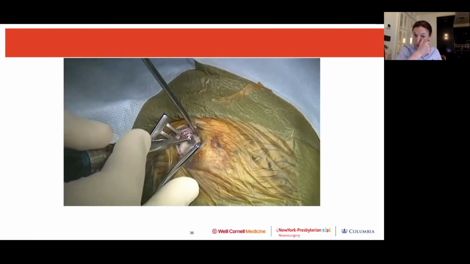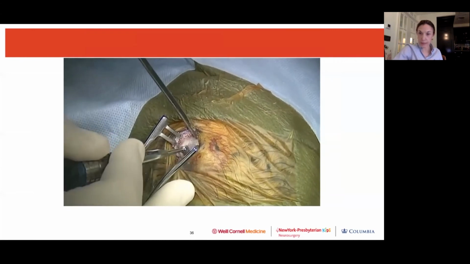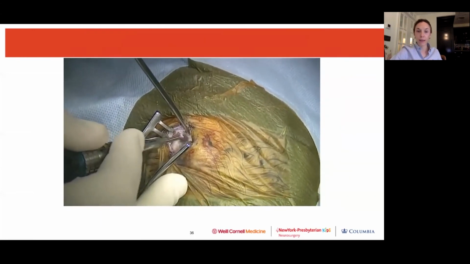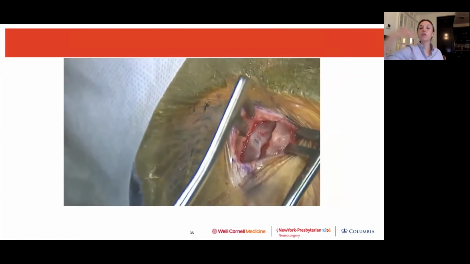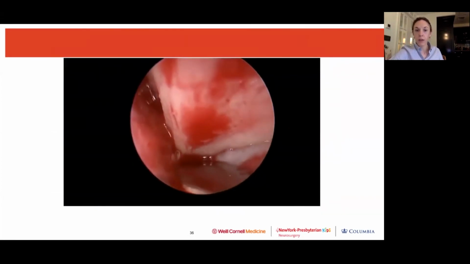Then you make your burr holes. This wasn't incorporated in the other videos because it's in this one. So this is your bony access. Okay, so burr hole, now you're down to dura. And then you start the process that you were seeing utilized in all the other ones.